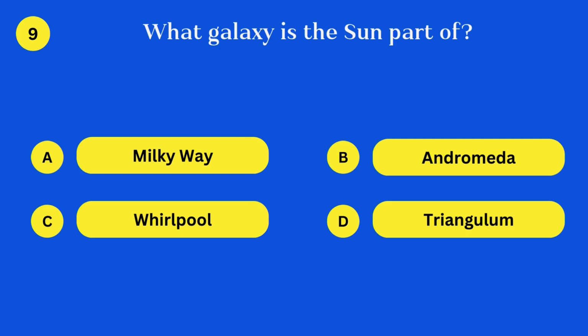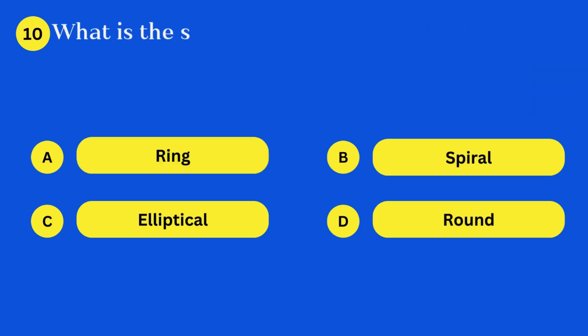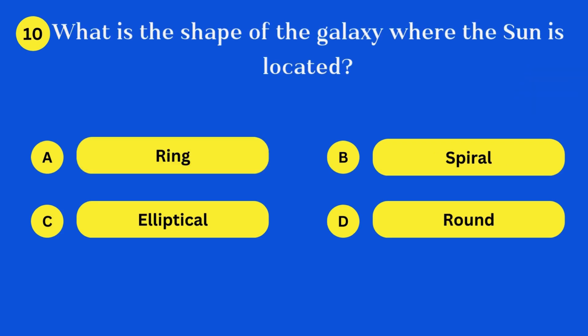A. Milky Way. B. Andromeda. C. Whirlpool. D. Triangulum. A. Milky Way galaxy. What is the shape of the galaxy where the sun is located? A. Ring. B. Spiral. C. Elliptical. D. Round.